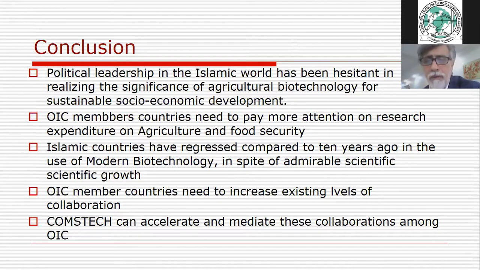This paragraph I have copied from a statement published by Dr. Iqbal Chowdhury and Dr. Samer Yusuf themselves. So I have to give the credit to them, but this is my conclusion as well. OIC member countries need to pay more attention on research expenditure and agriculture and food security. Islamic countries have regressed compared to 10 years ago in the use of modern biotechnology, in spite of admirable scientific growth and improvement.